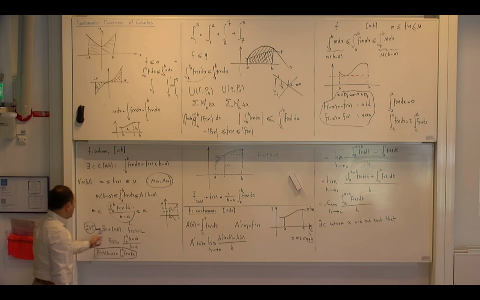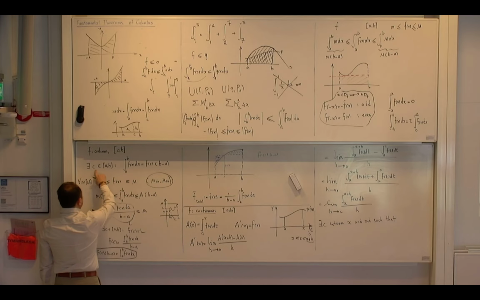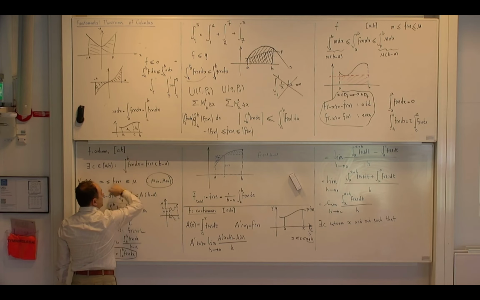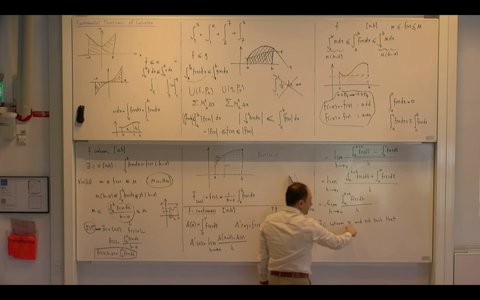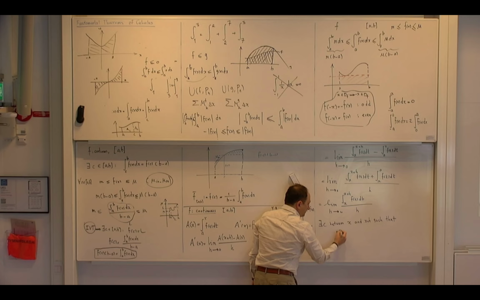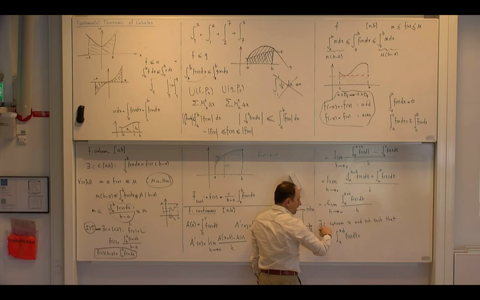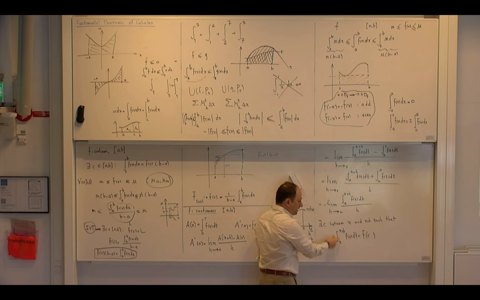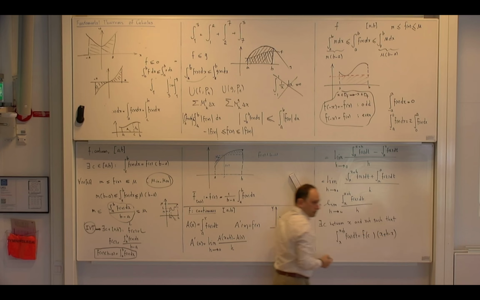I'm using this theorem, so let me review it. There exists a c in your interval such that f of that c multiplied by the length of the interval becomes equal to your integral. So this means there exists a c between x and x plus h such that my integral is equal to f of that c, multiplied by the length of my interval, which is x plus h minus x.